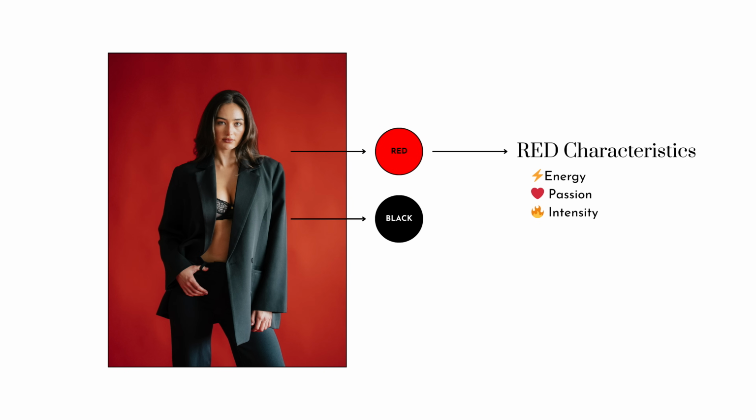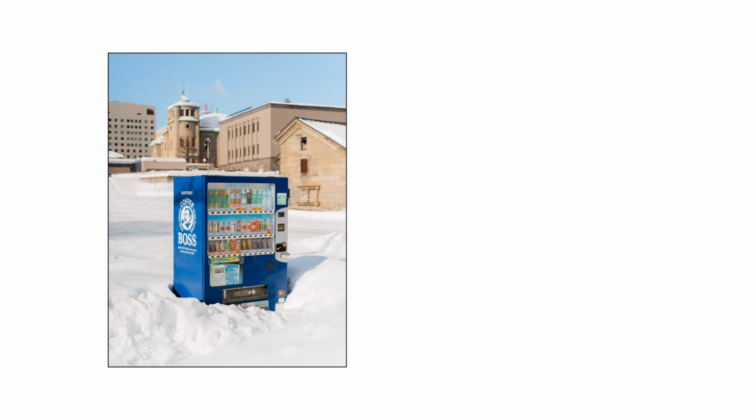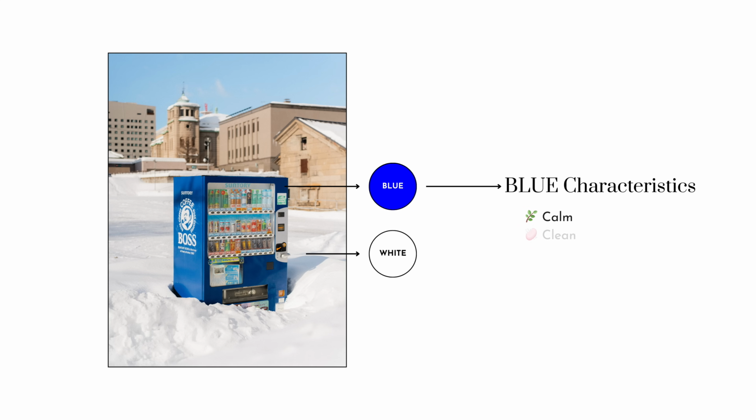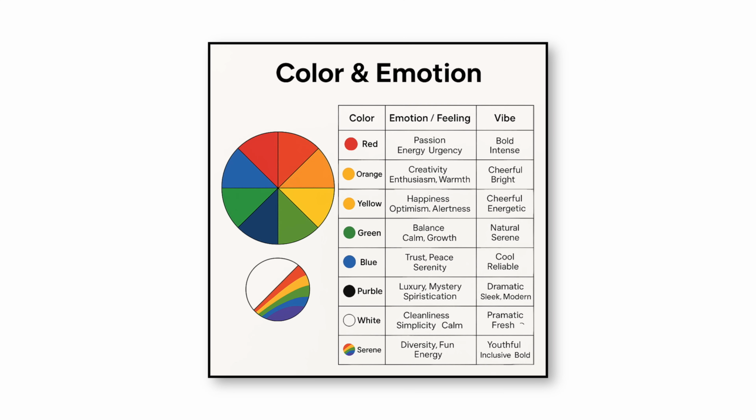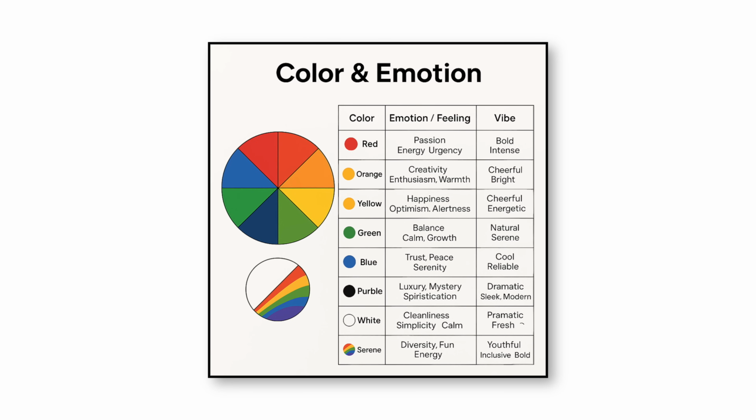And in contrast, here is a scene of a blue vending machine surrounded by snow. The cool tones of the blue machine and the soft white snow feel calm, clean, and surreal, which is almost the opposite of the energy and the intensity of the red portrait I showed earlier. But guys, in today's video, I'm not going to cover every single color, as that would just take way too long, and some colors are self-explanatory in terms of how they can make you feel. I would set aside some time to learn this. If you want a deeper breakdown, just pause the video and take a screenshot and learn this now.